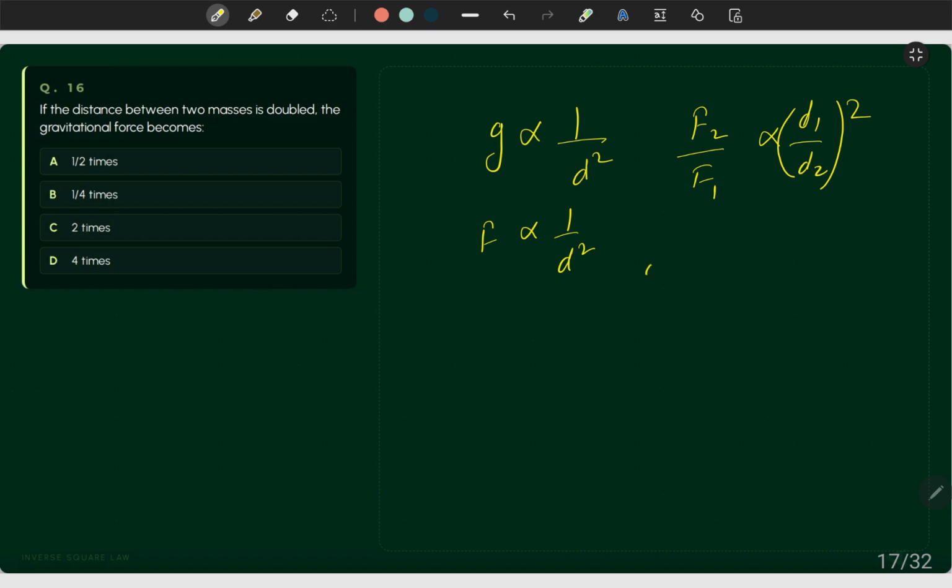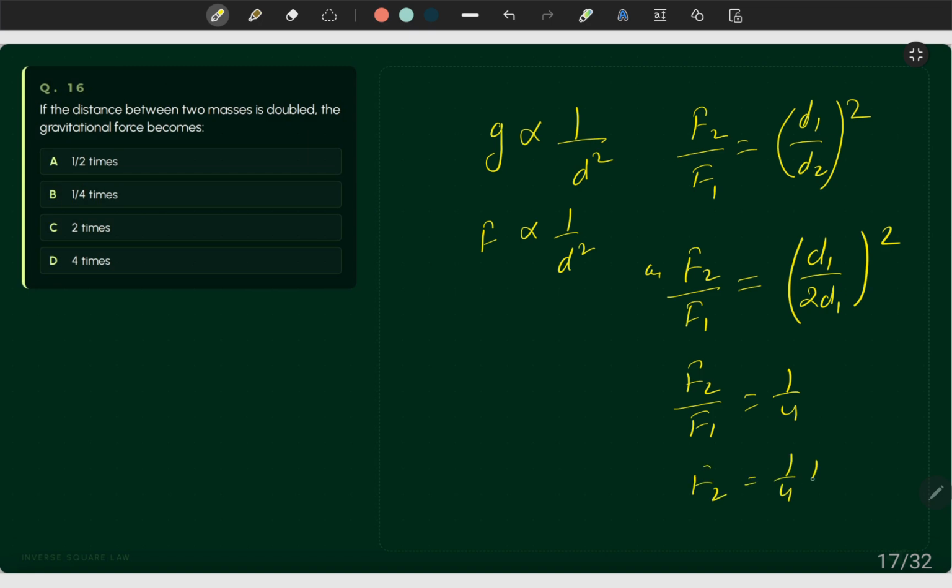Now as we know that D2 is 2 times D1, so this will be equal to 1 by 4, or F2 is 1 by 4 times F1, that means force decreases by 1 by 4 time. Correct option is B.